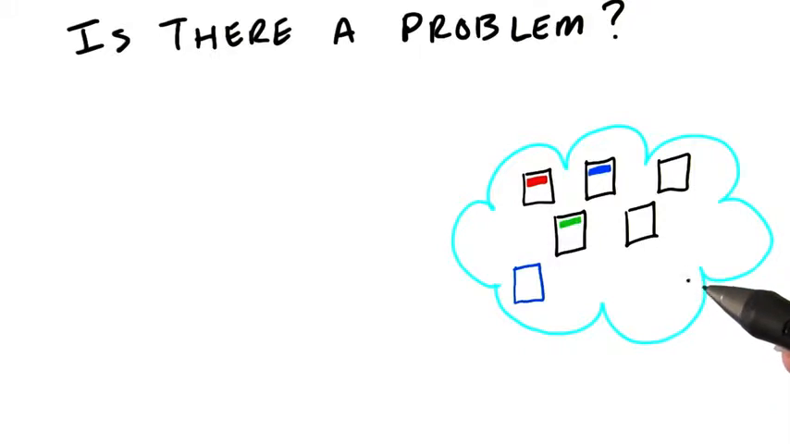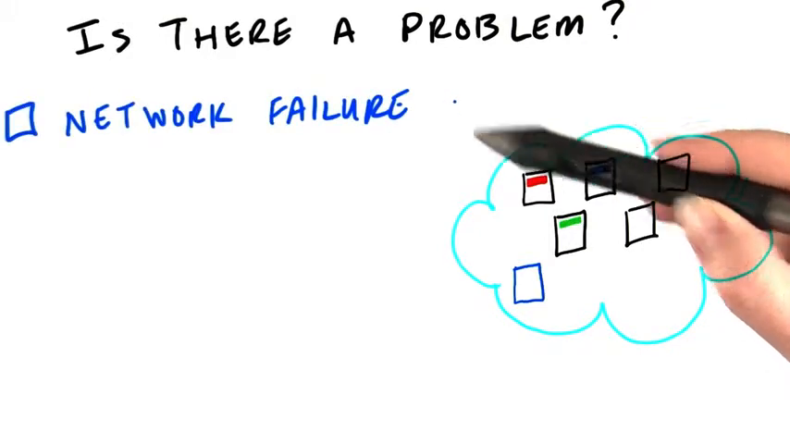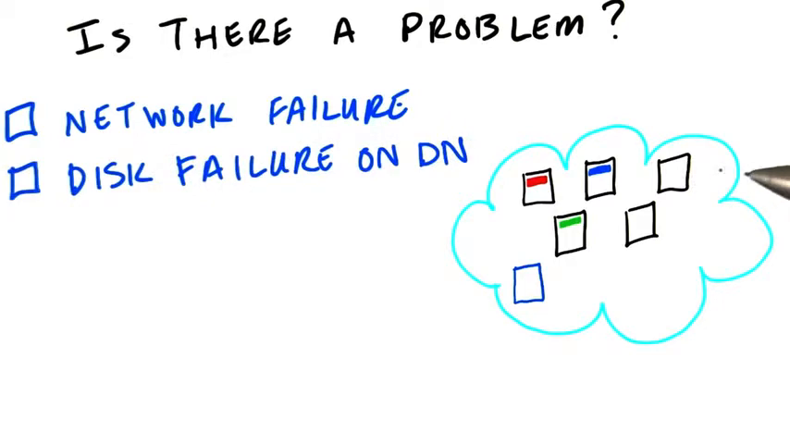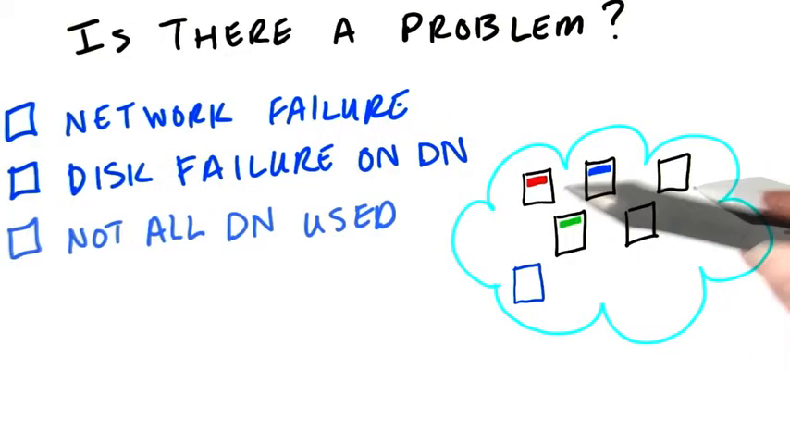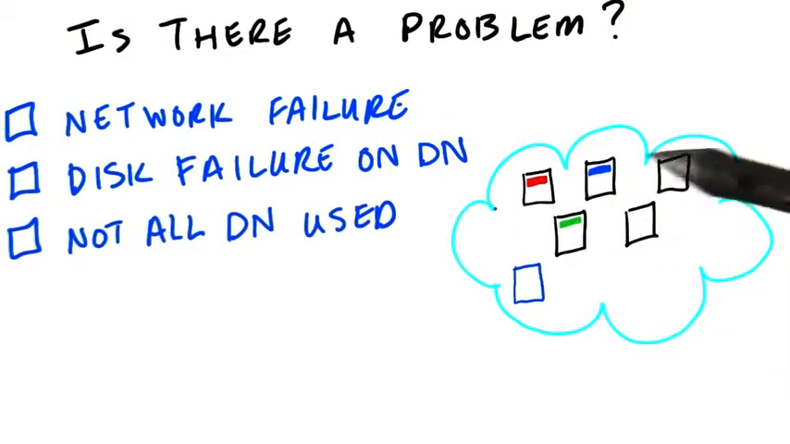That's fine as far as it goes, but there are some problems with this. Take a look at the diagram and see if you can spot where we might run into trouble. For example, let's say there was a network failure between the nodes, or a disk failure on a data node. Do you think it's an issue that not all of the data nodes are used to store data?